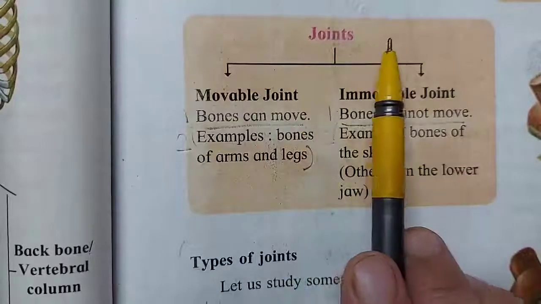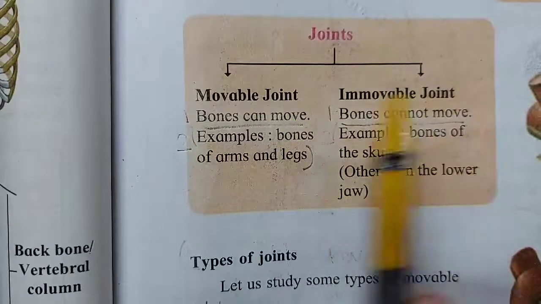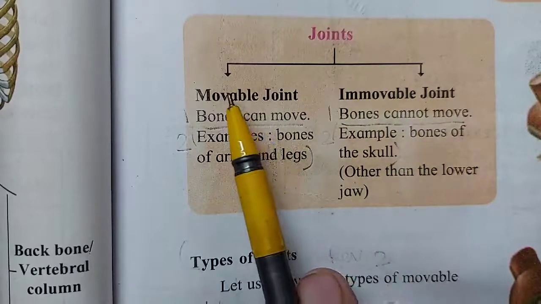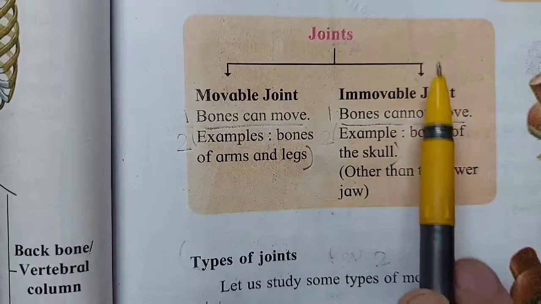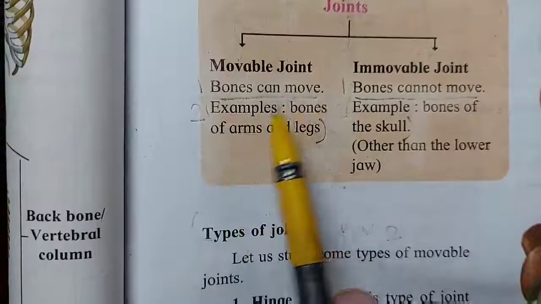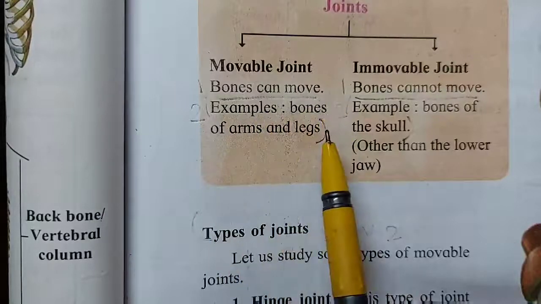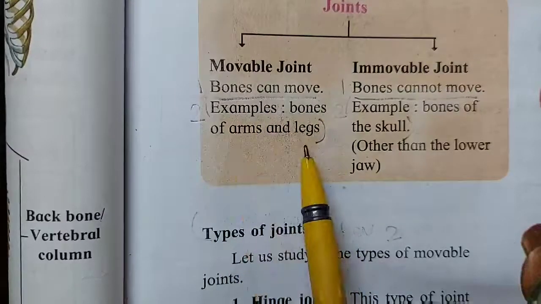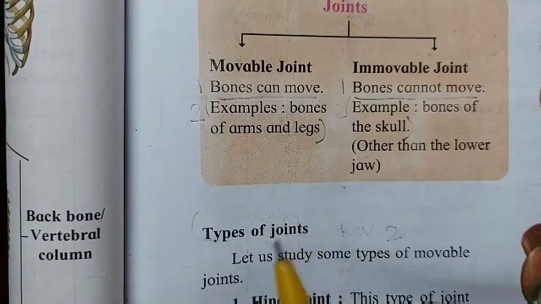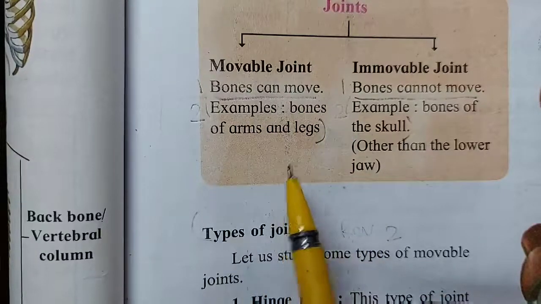Now coming to joints, movable joints and immovable joints. There are 2 types of joints in our body, that is movable and immovable. Now in movable joints, bones can move. Example, the bones of the arms and the legs. We can move them, no? We run, jump, skip, jog, we write, we hold, we eat. So many things are done with the limbs.